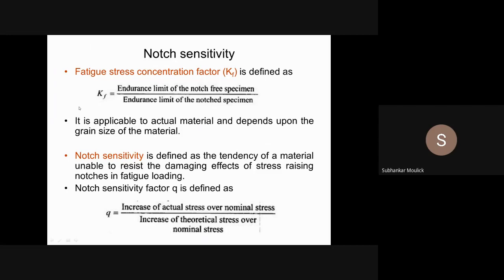Likewise, I know that stress concentration factor is given by Kt is equal to maximum stress divided by nominal stress. Similarly, fatigue stress concentration factor will be the endurance limit when there is no notch divided by the endurance limit when a notch is present.